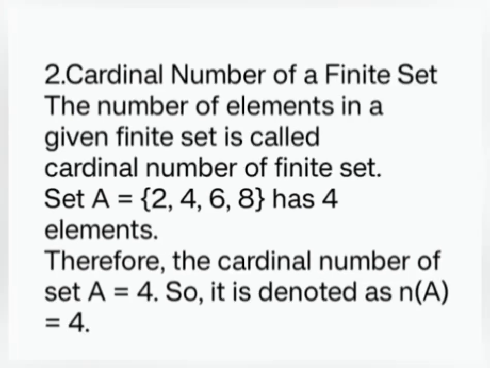The second is cardinal number of a finite set. The number of elements in a given finite set is called cardinal number of finite set. Let's set A equals {2, 4, 6, 8}. This set has 4 elements. Therefore, the cardinal number of set A equals 4. So, it is denoted as n(A) equals 4.